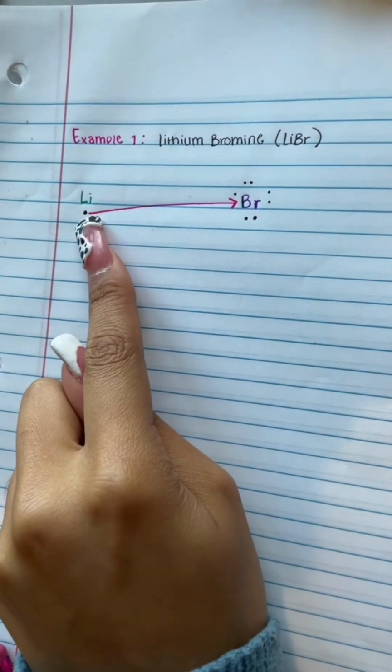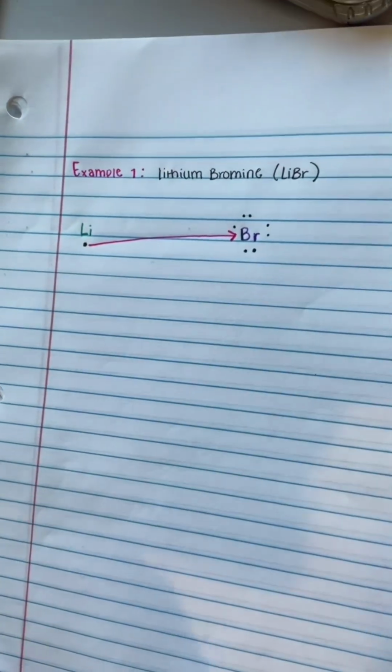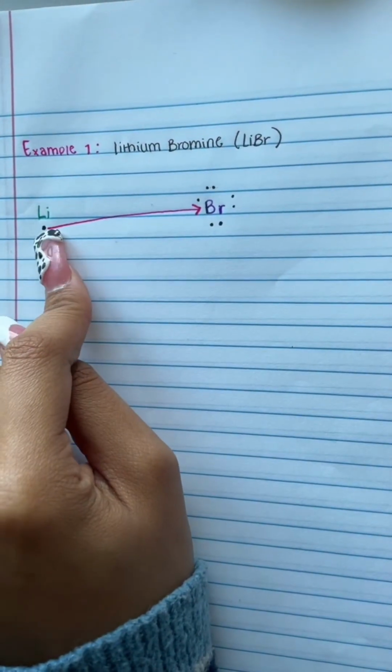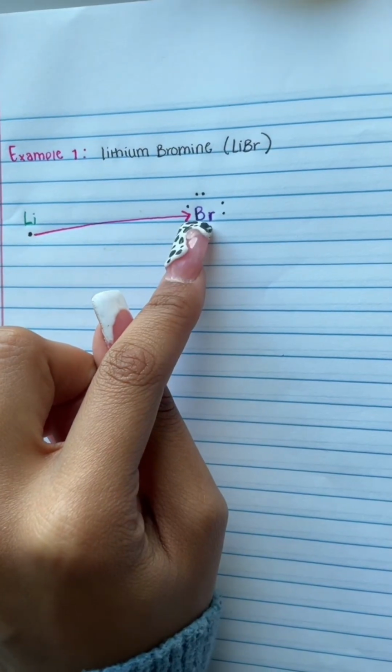Lithium is a metal and it has 1 valence electron, and bromine is a nonmetal and it has 7 valence electrons. Lithium transfers its 1 electron to bromine, making lithium stable with no valence electrons and bromine stable with a full outer shell.